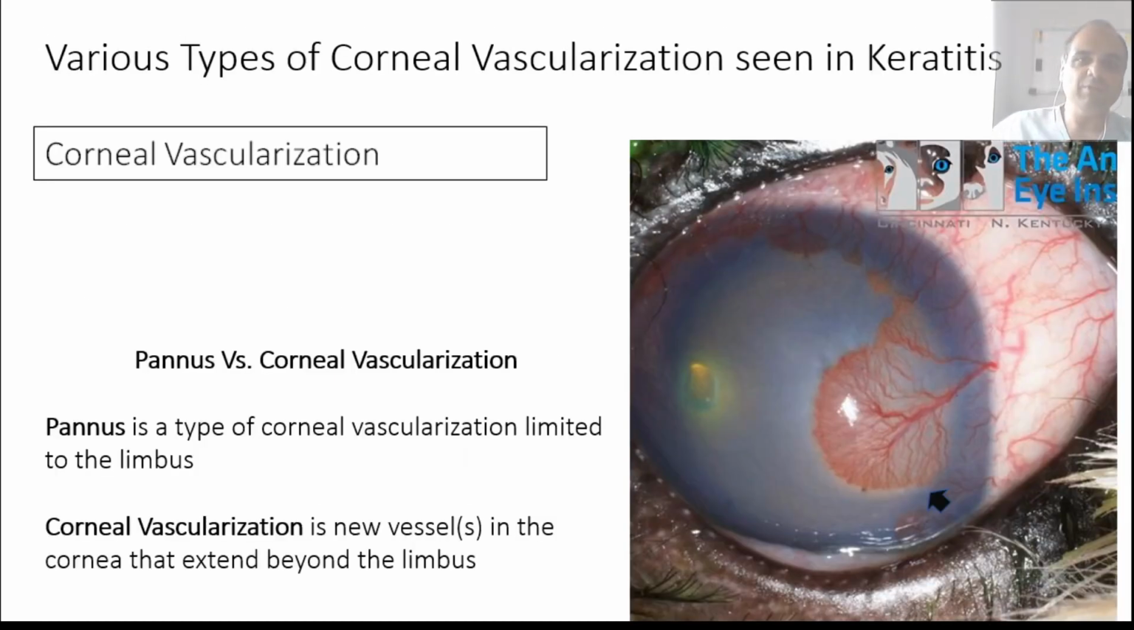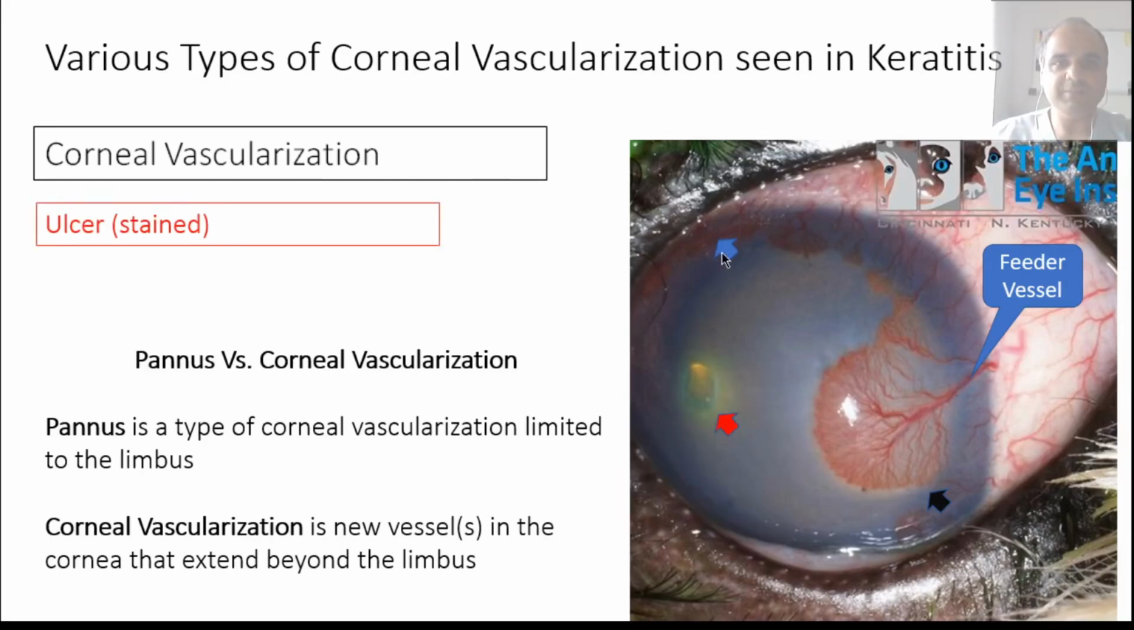So we'll just see what various types of corneal vascularization exist. So this right now is corneal vascularization. This is the feeder vessel producing the corneal vascularization. This is your ulcer, and this is pannus, which limits itself to the limbus.